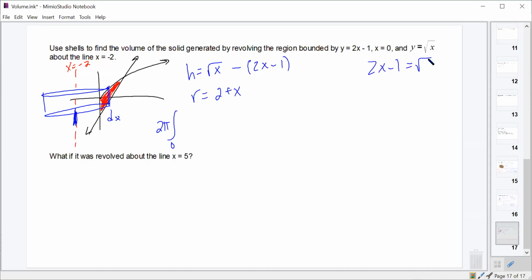When does 2x minus 1 equal root x? That's probably pretty easy to see. If you want, you can square both sides and solve it. But probably note that x equals 1, just by a visual inspection of that equation. So we have 2 pi times our radius times our height dx. And we'll call that good enough for now. No reason for us specifically to go through and evaluate that.